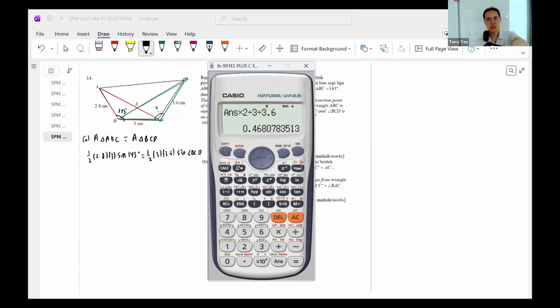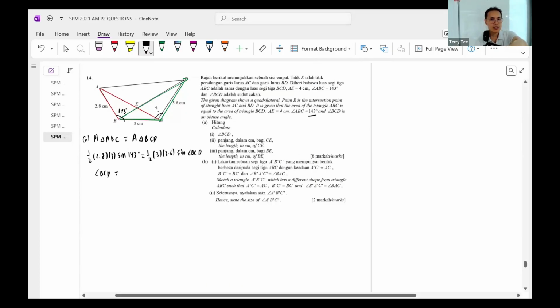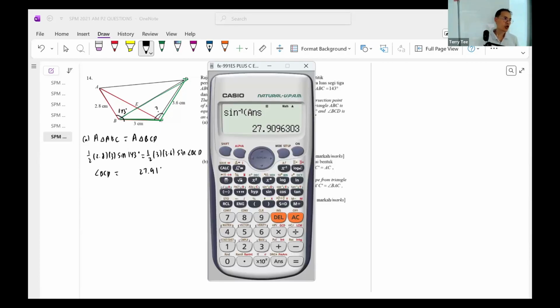So immediately we shift sine answer equals, what's the angle? 27.91. Okay, so here's the thing. BCD, do I write 27.91? Guys, do I write 27.91? No. Why not?